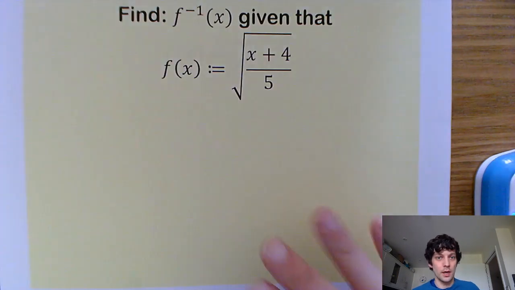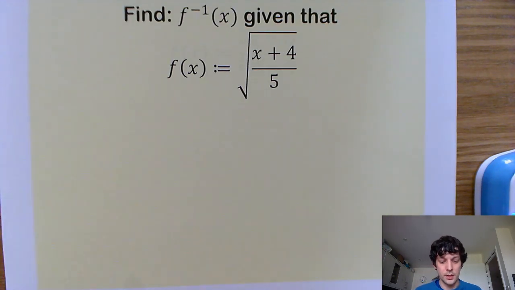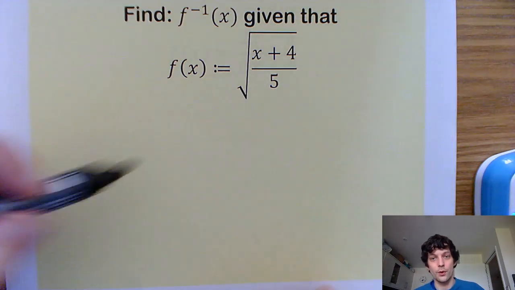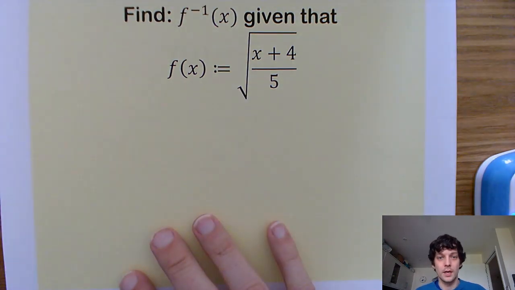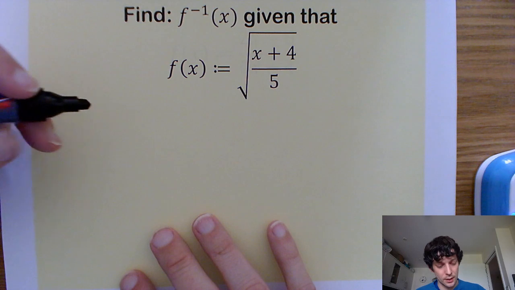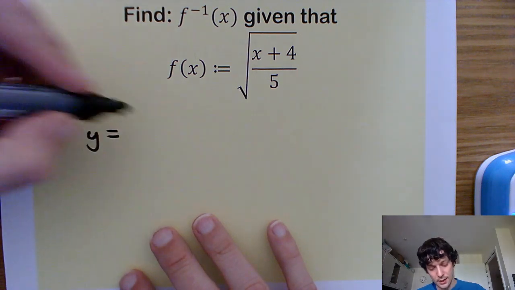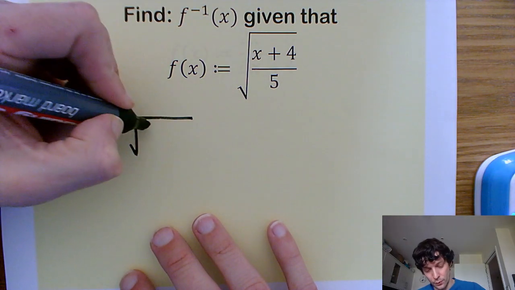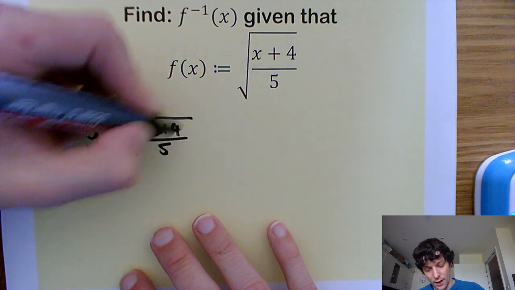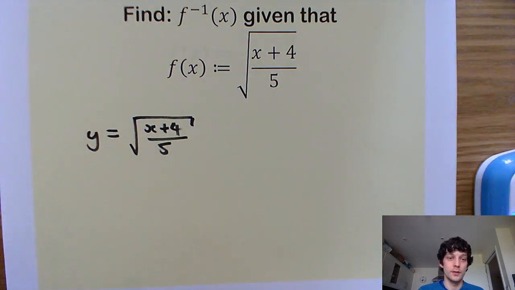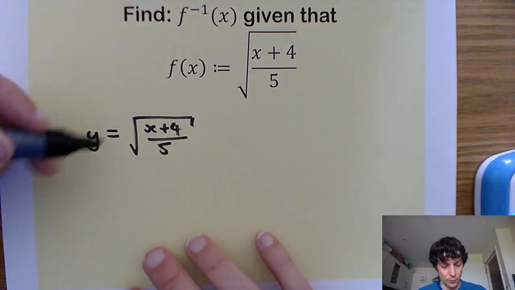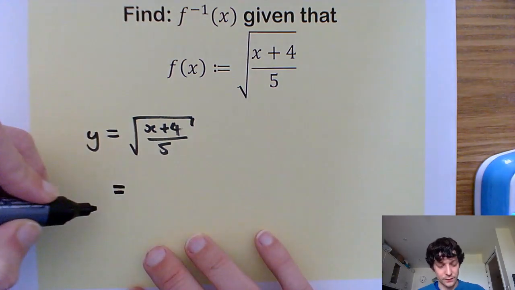Okay, so let's have a look at a couple more examples. f of x is the square root of (x plus 4) over 5. Exactly the same ideas. So we start off with y is equal to the square root of (x plus 4) over 5. And graphically what I'm trying to do is flip this graph in the line y equals x, swap the x and y coordinates around. So I want to make x the subject.